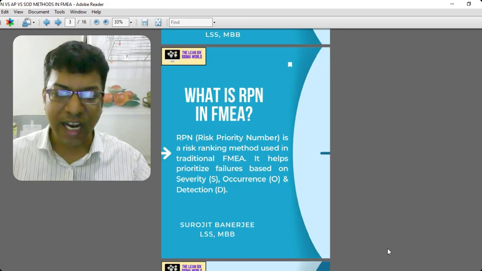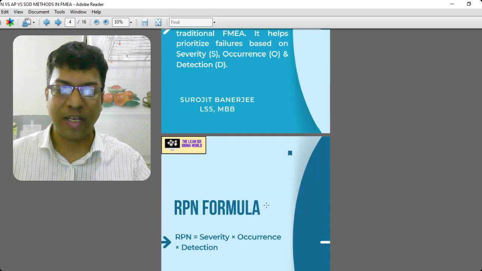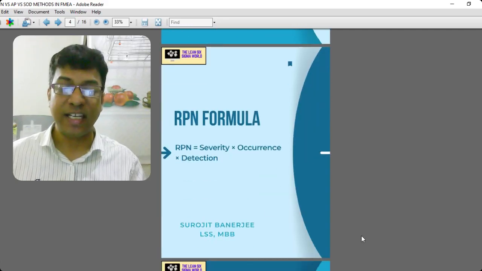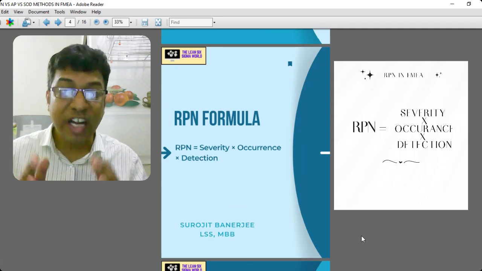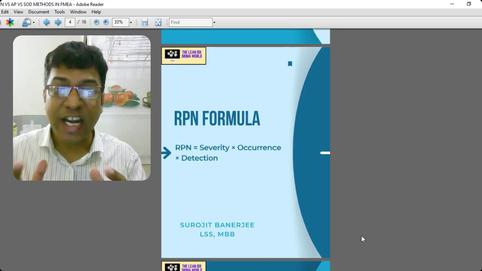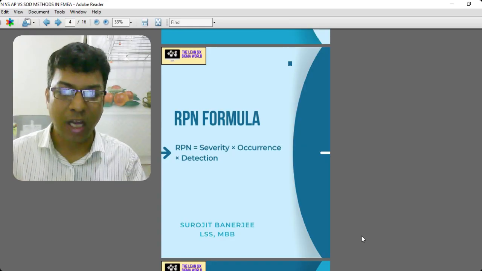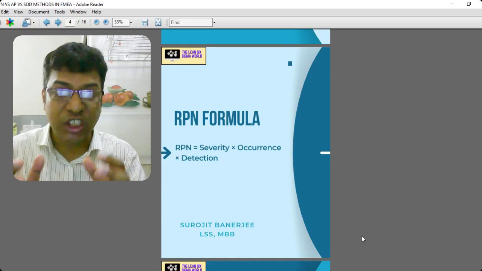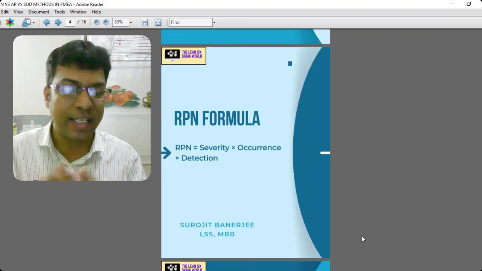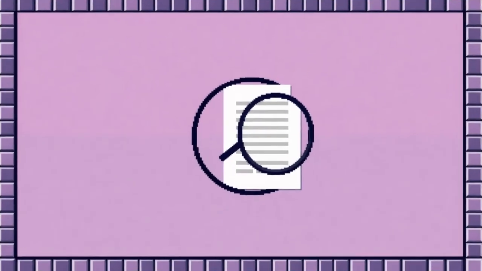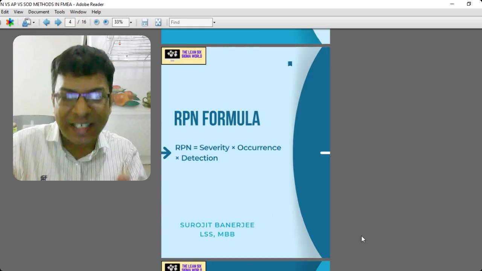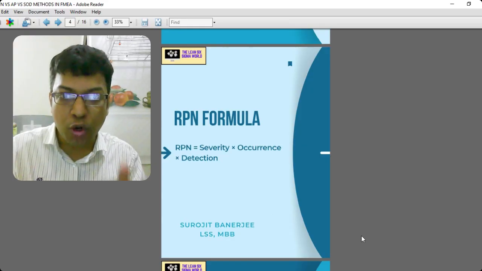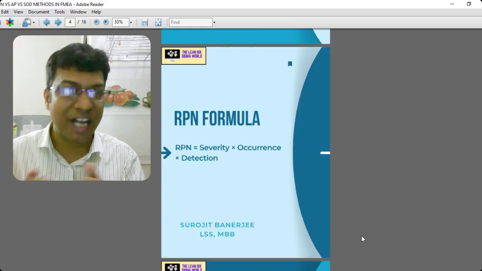Now we need to understand the formula for RPN. The formula for RPN is severity multiplied by occurrence multiplied by detection. Severity means how critical the process is, how critical the risk is. It shows the criticality. Occurrence means how frequently it is happening. And detection means how easily you can detect it, or how difficult it is for you to detect.